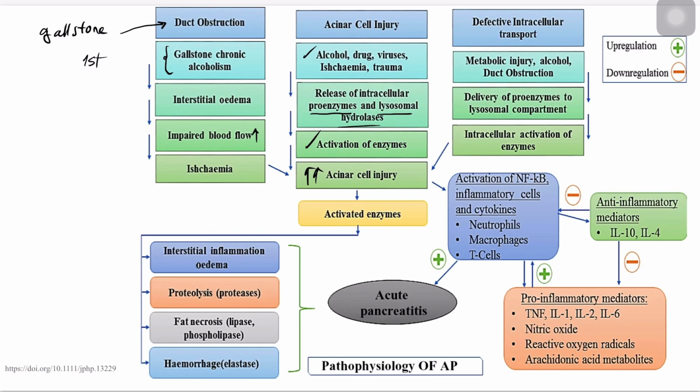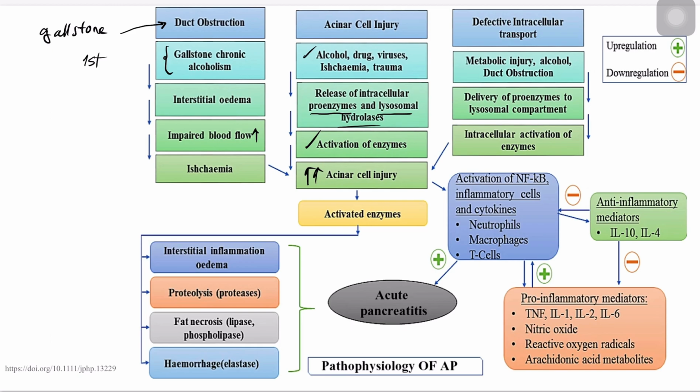Okay, and when the enzyme is activated, intracellular inflammation starts as edema, proteolysis because of protease enzyme, fat necrosis because of lipase and phospholipase, and hemorrhage because of elastase. These enzymes can cause acute pancreatitis. But what is the pathophysiological background?